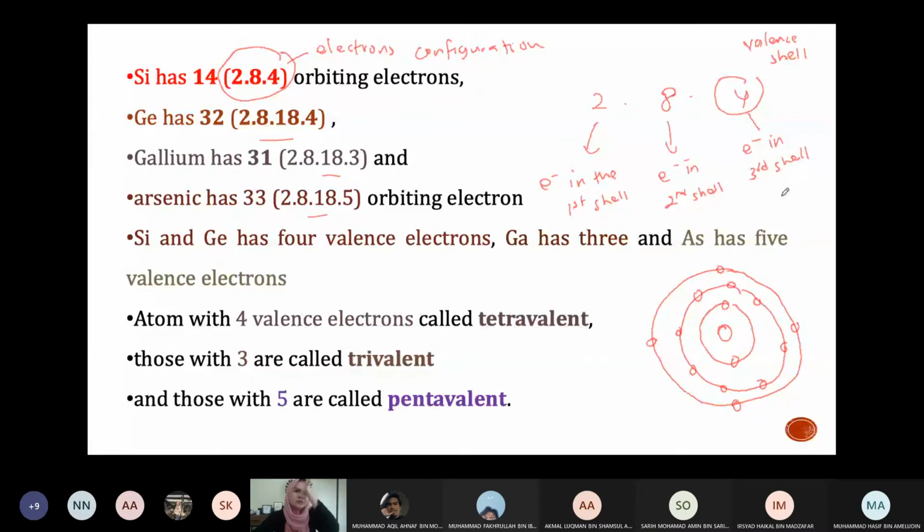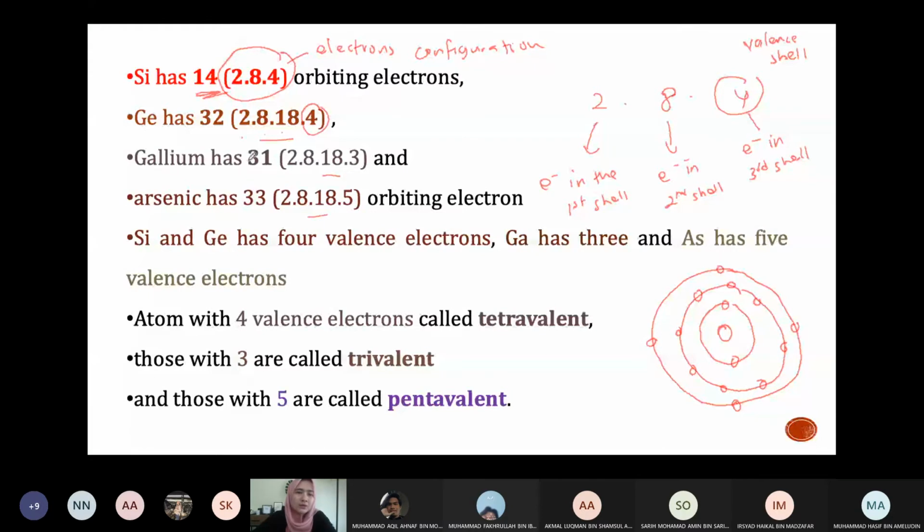The second one is germanium, Ge. If you total 2 plus 8 plus 4, you will get 14. For germanium, you have 32 electrons. Based on the electron configuration, you can see that it has 4 shells, and the valence electrons is 4.